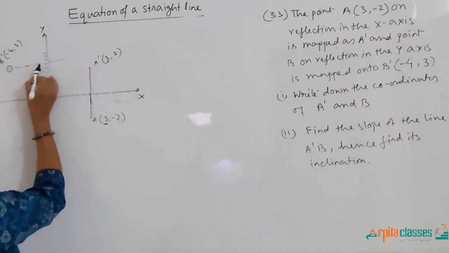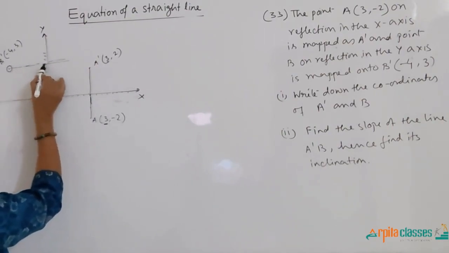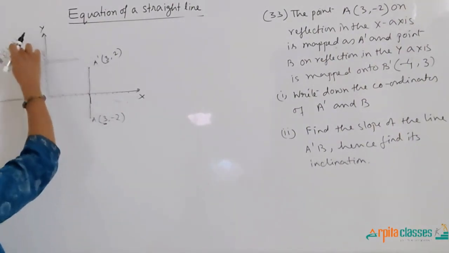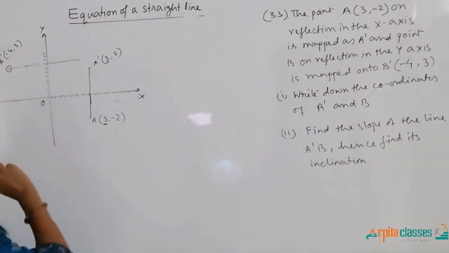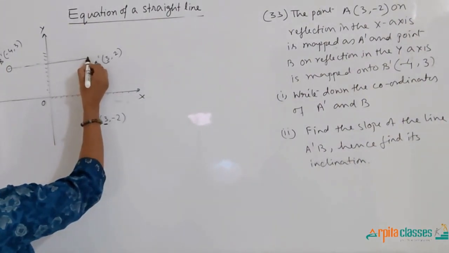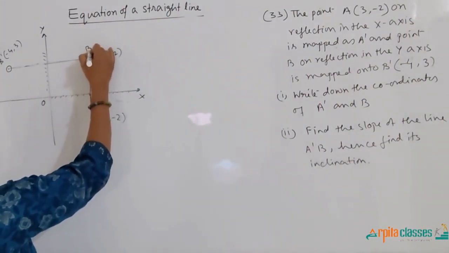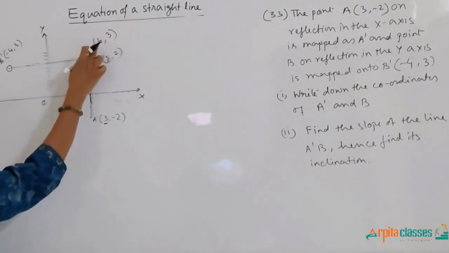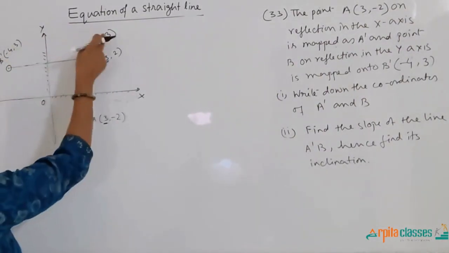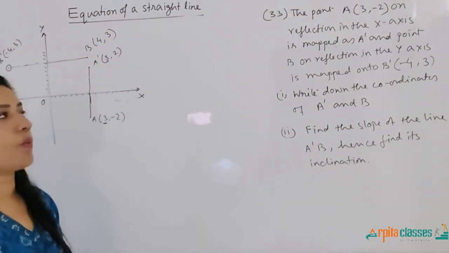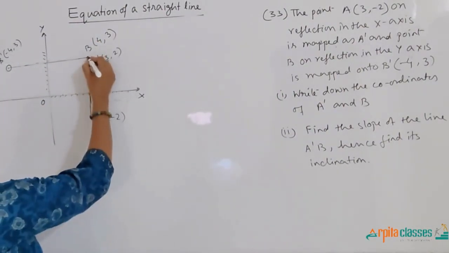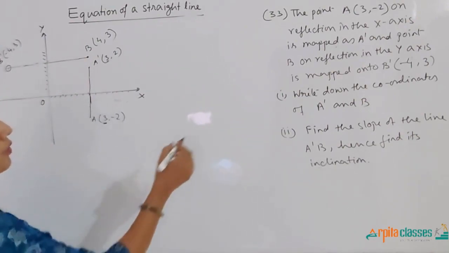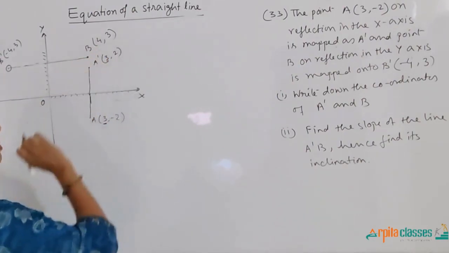So your B point will be, now the y coordinate will remain the same because the mirror is the y-axis now, and the x coordinate will be changed. So your B point will be 4 comma 3. The x coordinate will be changed to 4 and the y coordinate remains the same because the mirror is the y-axis now. So this is your B point. And you need to write down the coordinates of A dash and B. So coordinates of A dash and B we got.